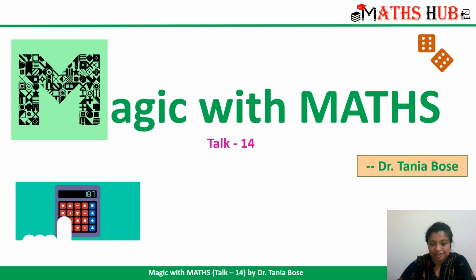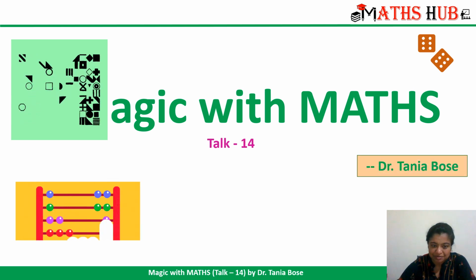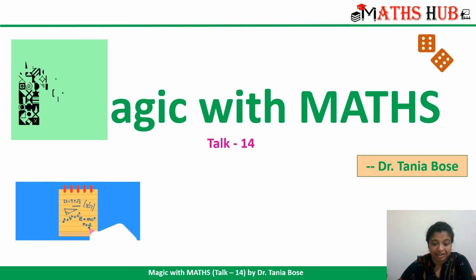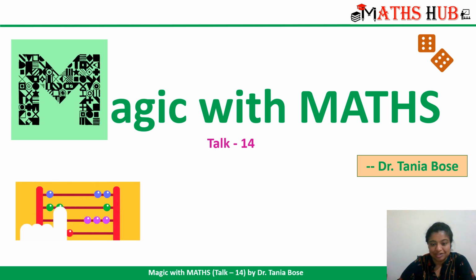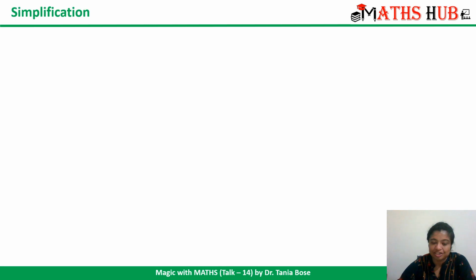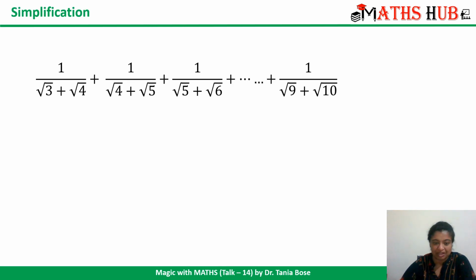So in this video series I'm presenting you some shortcuts, some magical tricks of maths, right? So let's see which type of simplifications we have in this video. In this topic I will be telling you the trick to solve this type of simplification question where we have terms like 1 upon root 3 plus root 4. You can see it's a continued fraction type of question, and in between you have a positive sign, right? So how to calculate this sum?